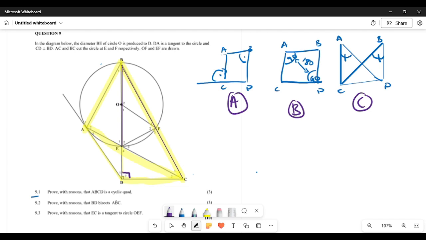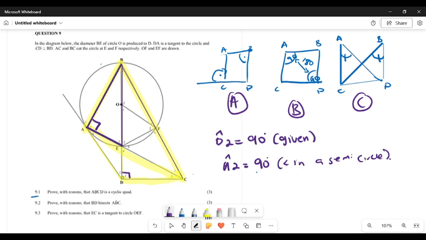With that being said, therefore, D2 is equal to A2. And as mentioned, because these two angles are equal to one another, therefore ABCD is a cyclic quad. My reason is that angles A2 and D2 are in the same segment.